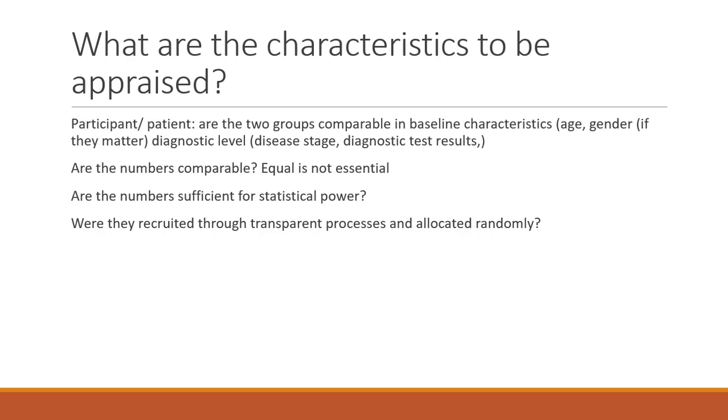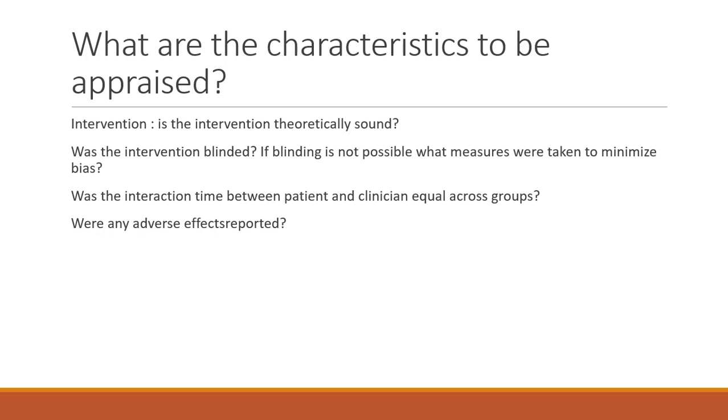Were the numbers comparable? It need not be 22 and 22. There can be slight differences, but they must be comparable. Were the numbers sufficient for statistical power? How did they calculate the sample size, and what was the power that they considered while calculating the sample size? Otherwise, we know that the power of the study is not adequate for extrapolation. Were the participants recruited through transparent processes and allocated randomly? These are the questions you must keep in mind when you're looking at the participant or patient criteria.